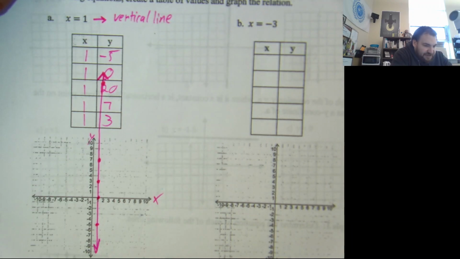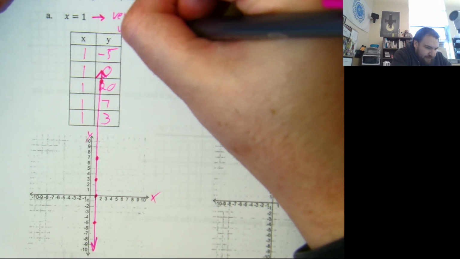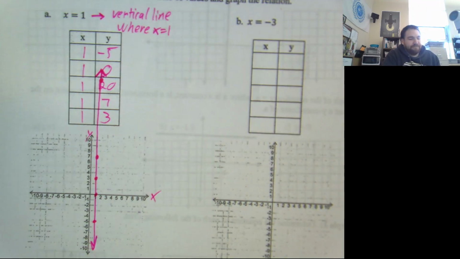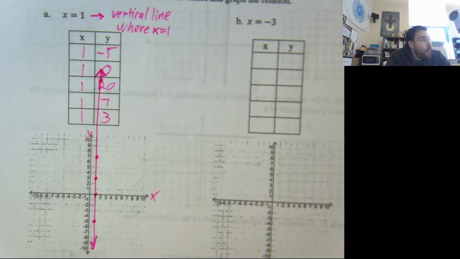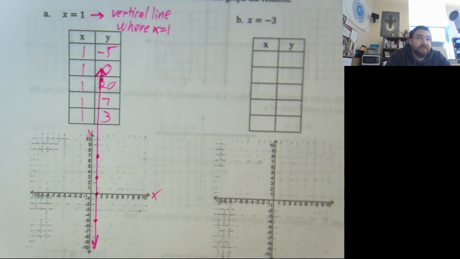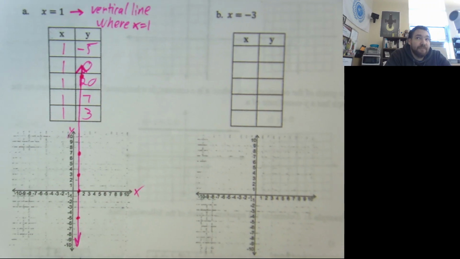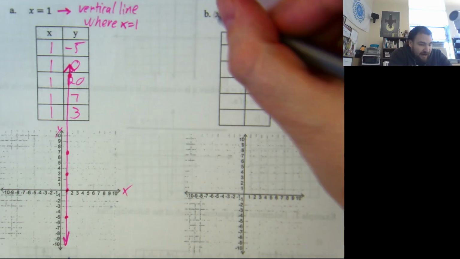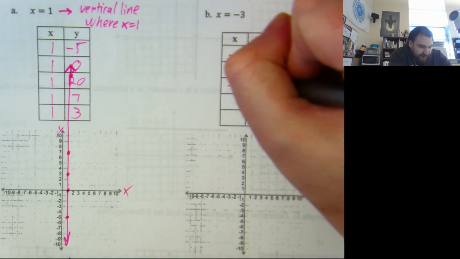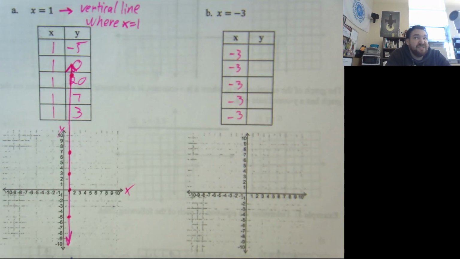A vertical line where? Well, it's a vertical line where x equals 1. The thing is not allowed to move side to side. It's locked in. Y can be whatever you want it to be. There's no restriction on values there. So similarly, if I tell you that x equals -3, x is just going to be -3. It just is. You can pick whatever value for y you want.